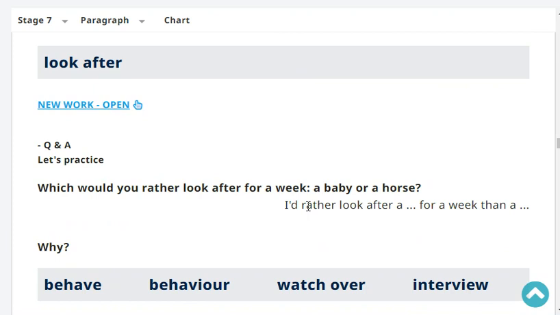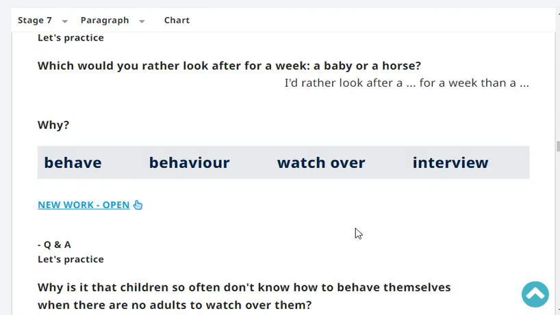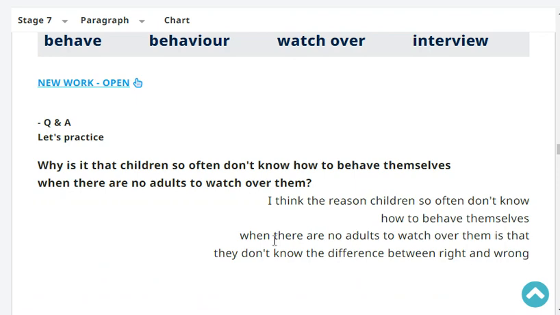Which would you rather look after for a week, a baby or a horse? I'd rather look after a baby for a week than a horse. Very good. Why? Because it's necessary to take care of a baby, because we are not sure what they will do. That's correct. You have to look after them. We don't know how to take care of a horse though.